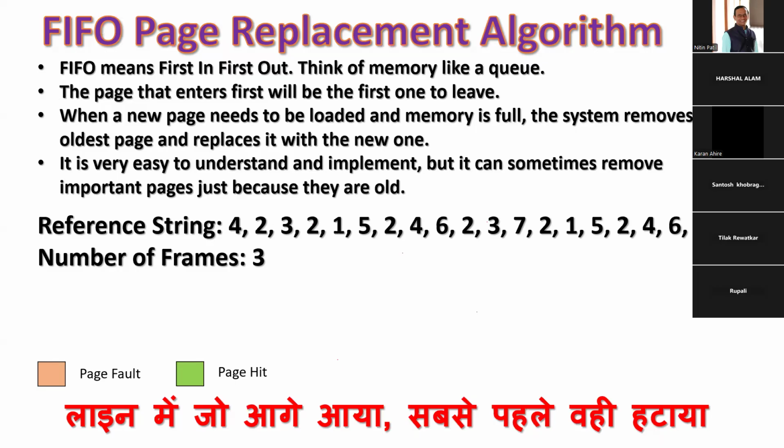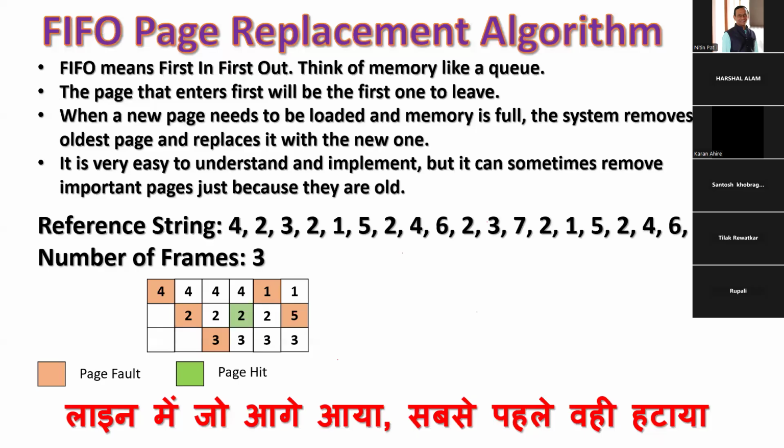Page hit means the page is already in memory, and page fault means the page is not in memory. So if the page is not present in memory, there is a page fault. And if it is already present, then it is a page hit. Okay, so let us see how it works. I'm considering that there are 3 frames. So 4 is loaded, then 2 is loaded, then 3 is loaded. Then it says 2. It is in memory. You can see the color combinations and how exactly it works.